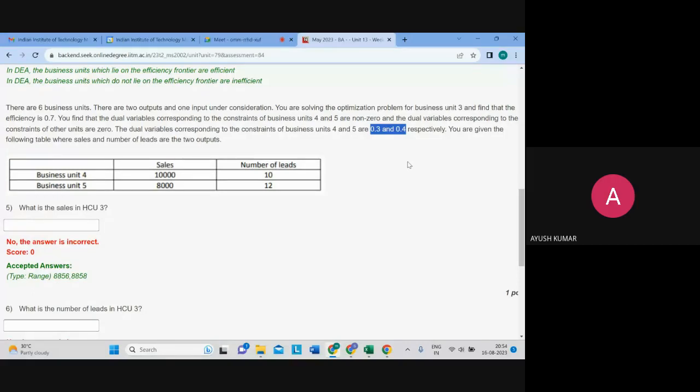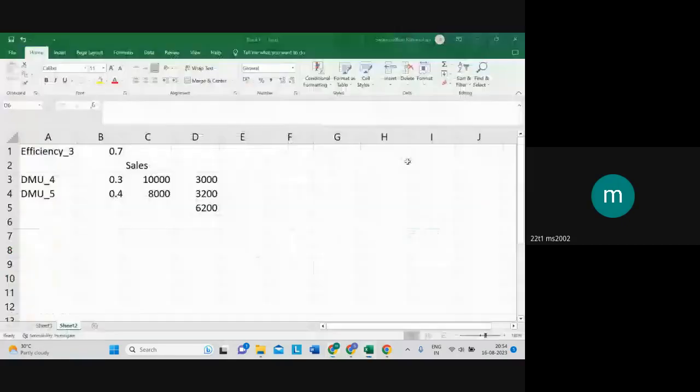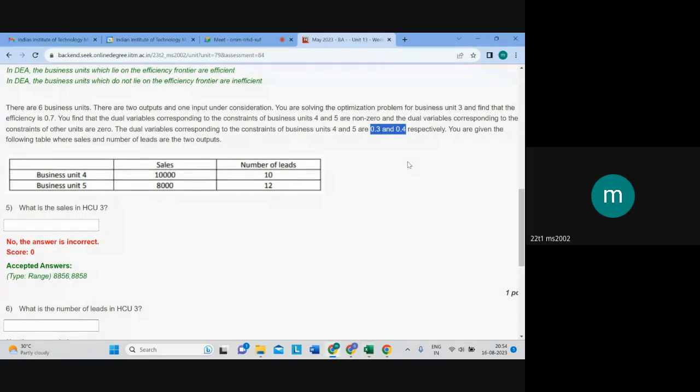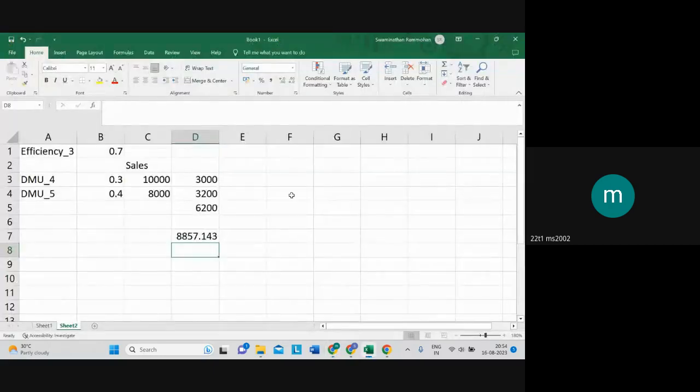Sir, we will do 6,200 upon 0.7. Wow. Nice. But the actual way to do this is fine. If you add up the efficiency of the reference DMUs, it is going to match your efficiency. 0.3 plus 0.4 is nothing but 0.7.